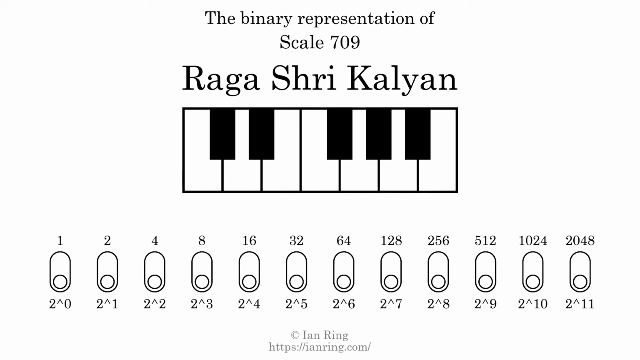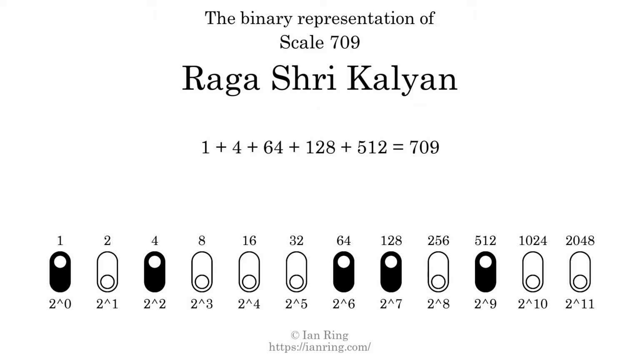The binary representation of this scale is determined by mapping tones of the scale to binary digits. Each binary digit represents a power of 2. To get the scale number, we add the powers of 2 together. The powers of 2 that are present in the scale, all added together, equals 709. That is why the scale number, in decimal, is 709.